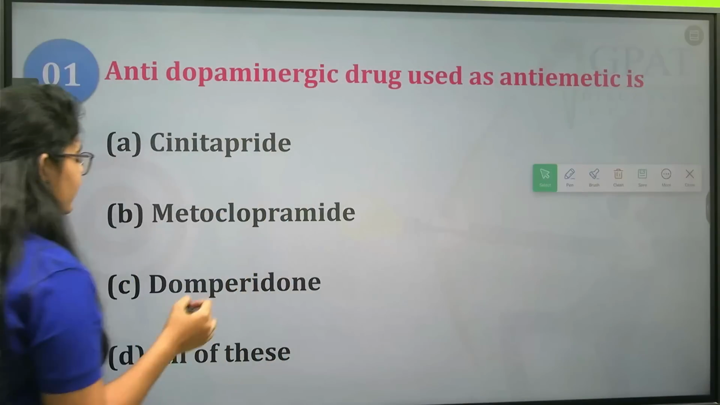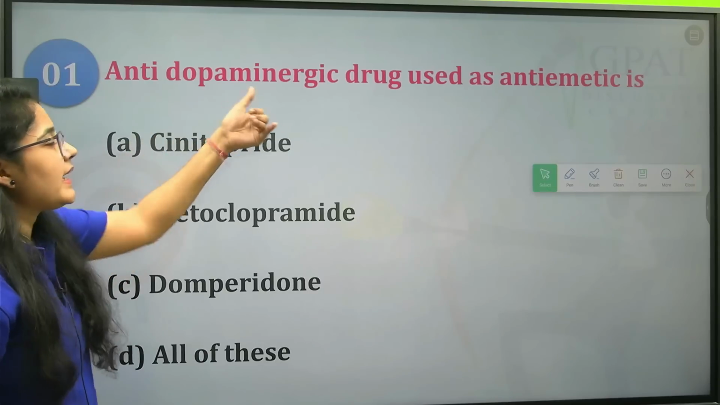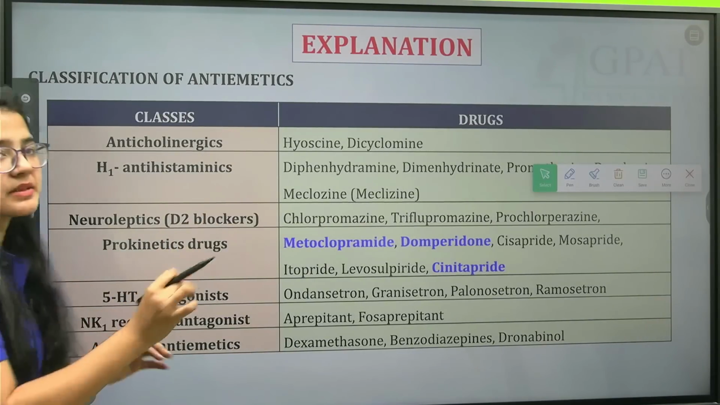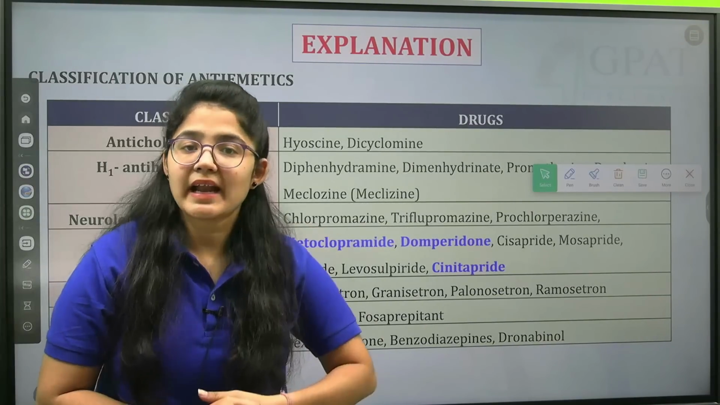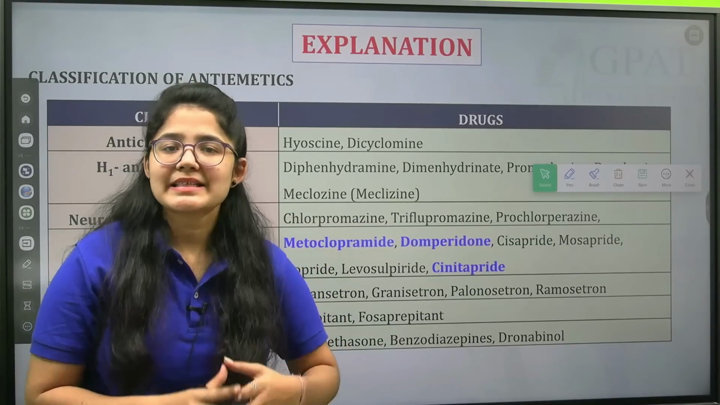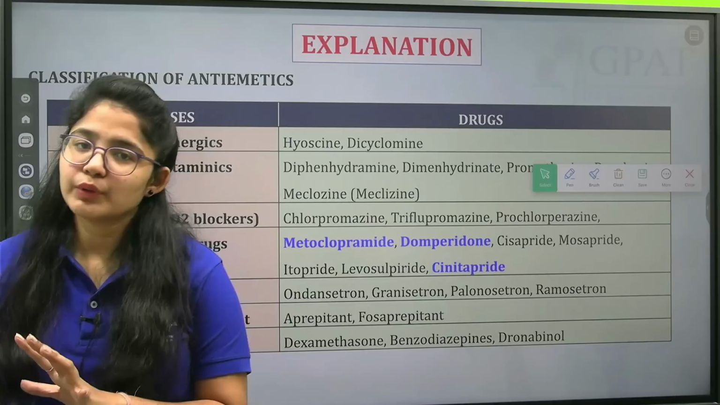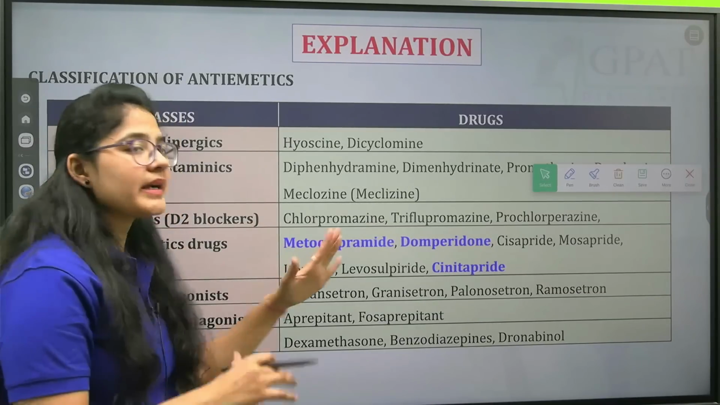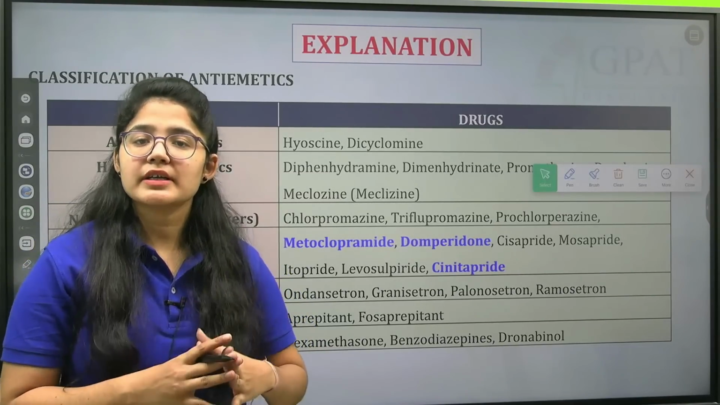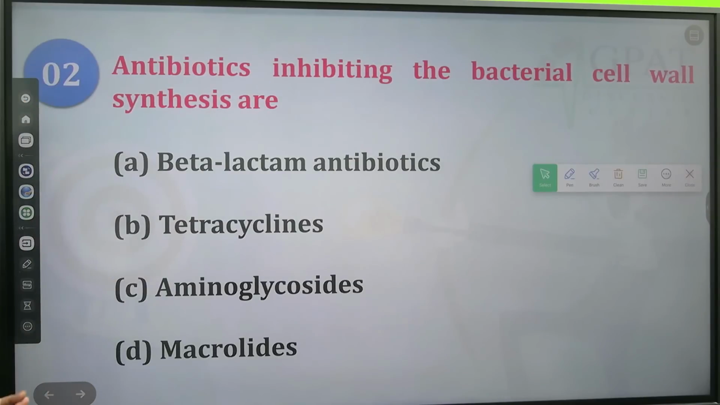Clear? So, what will be the answer? All of these, because all these drugs are antiemetic as well as anti-dopaminergic drugs. Clear? This is the answer. And prokinetic drugs means all these come under your prokinetic category. The prokinetic means the movement of your GIT, that is your peristaltic movement. The peristaltic movement is responsible for the flow of your food. Clear? So, as you inhibit these prokinetic movements, the GIT will automatically not respond for the emesis. Clear? Okay. Let's move on to the next question.